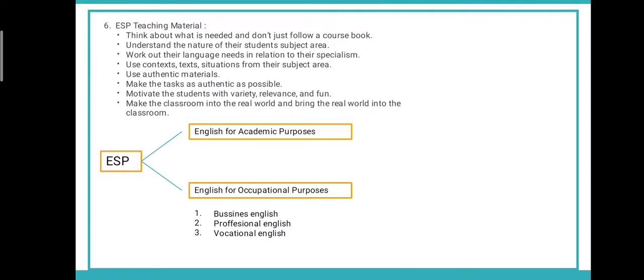ESP is divided into 2 types, which are English for academic purposes and English for occupational purposes. Examples of English for occupational purposes are business English, professional English, and vocational English.